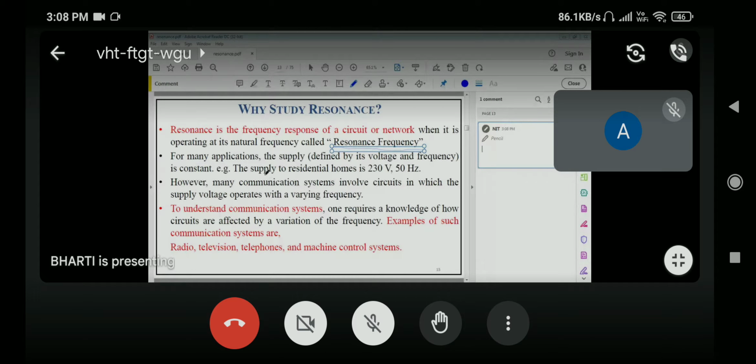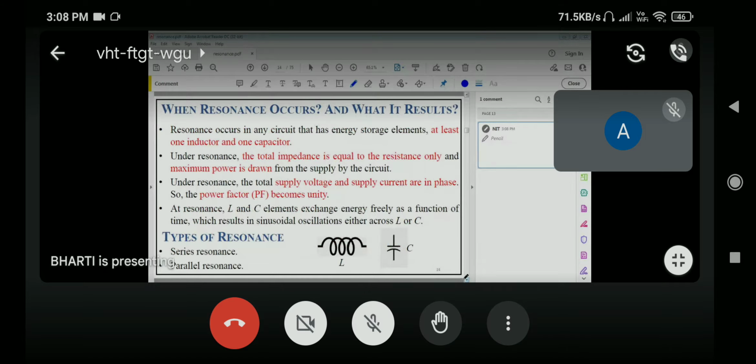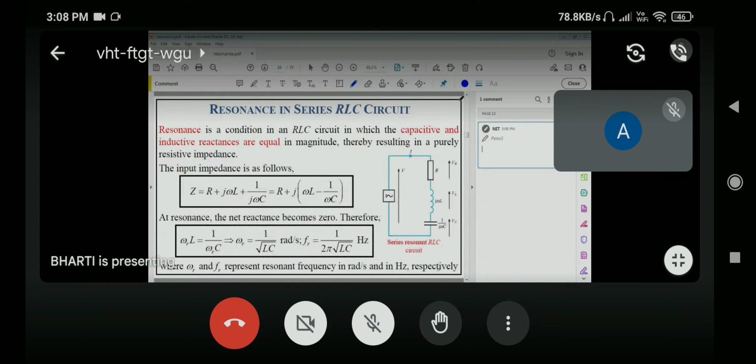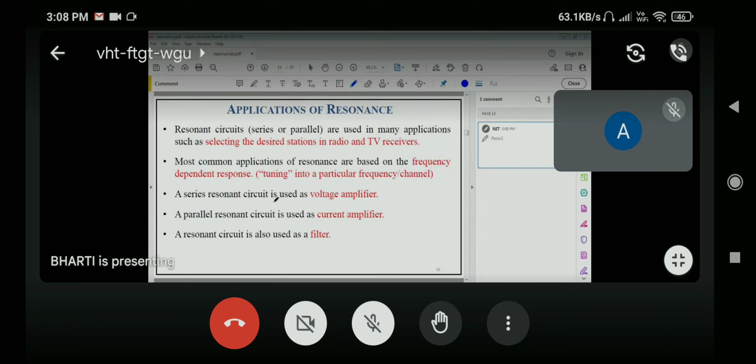Fine. Now in these RLC circuits which we are studying, there can be either resonance in the series circuit or in the parallel circuit. If you talk of the resonant series circuit, that can be taken as an application of a voltage amplifier first, and in case of a parallel resonant circuit, that is a current amplifier. Amplification means increasing the amplitude of a particular quantity, that we call the amplifier.